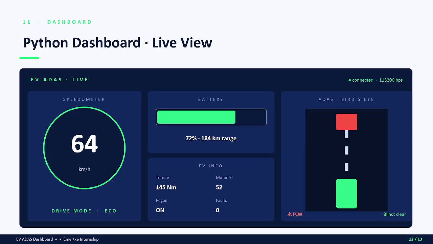The dashboard has five sections. A circular speedometer displays vehicle speed. A battery bar shows state of charge and remaining range. A speed graph displays previous speed values. An EV information panel shows torque, accelerator, brake, temperature, alarms, and faults. A bird's-eye ADAS view displays nearby obstacles and blind spot warnings.